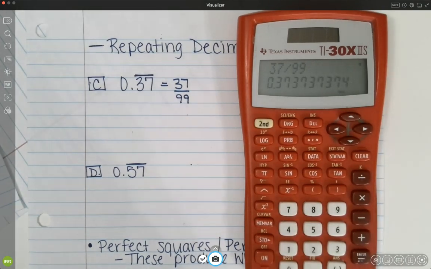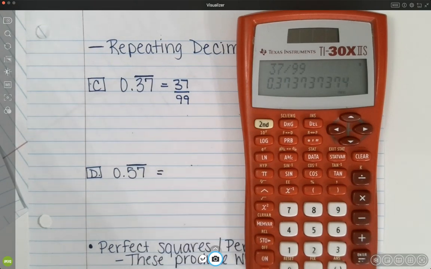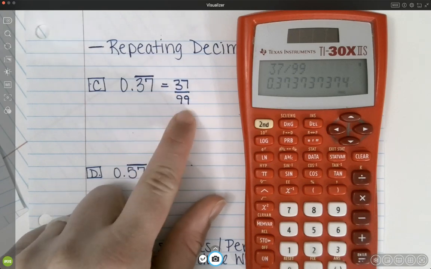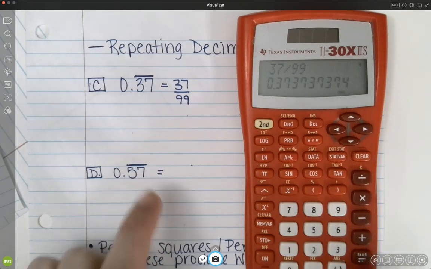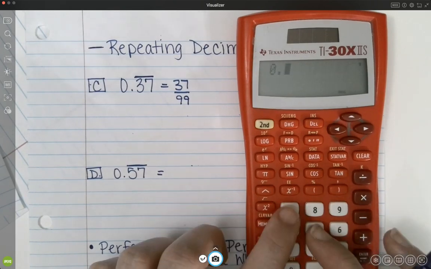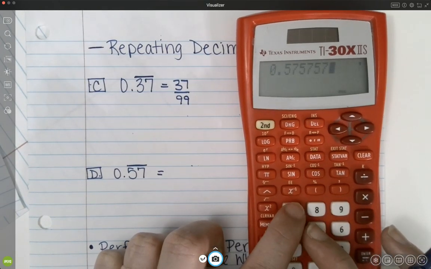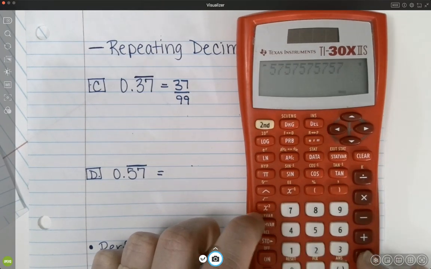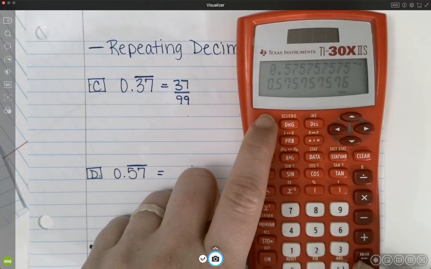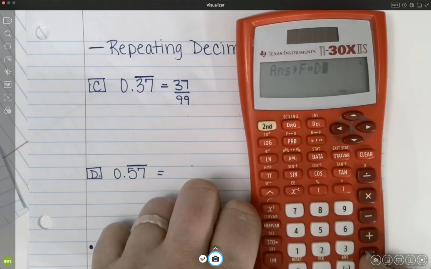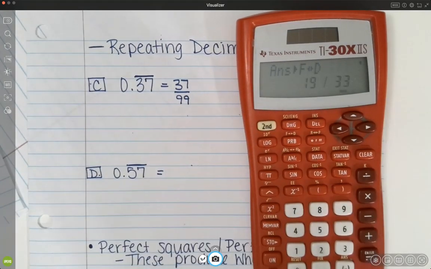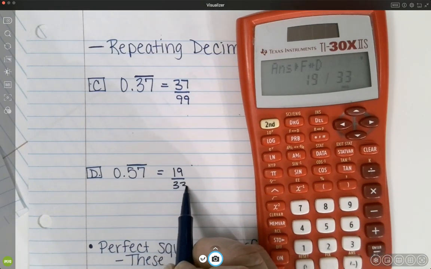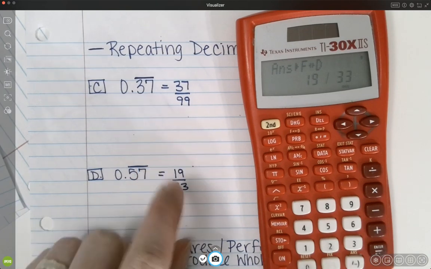I can do the same again here. Any guesses as to what this is going to be based on how this one looks? Let's see if you're right. So we have 5, 7, 5, 7, 5, 7, 5, 7. Enter, so it's stored in there. So I'm going to push second PRB, and I get 19/33. Notice this one simplified from this one. Just throwing it out there.